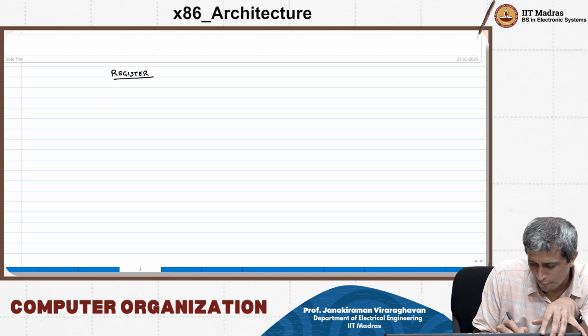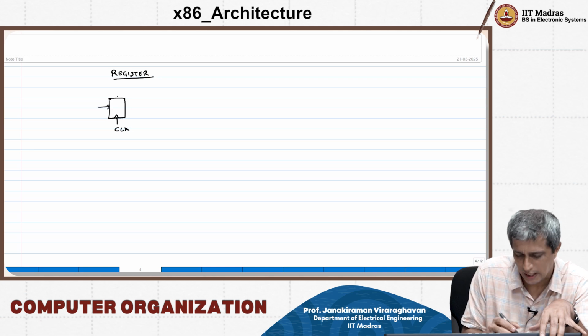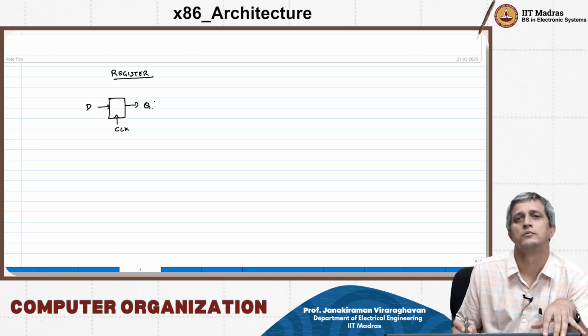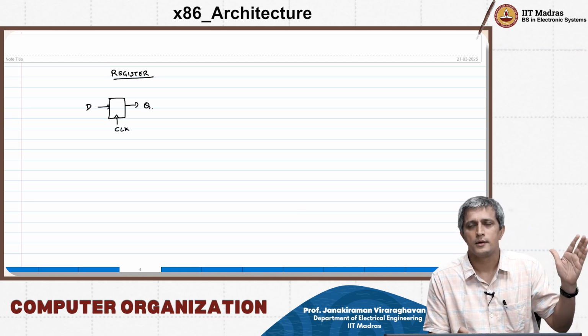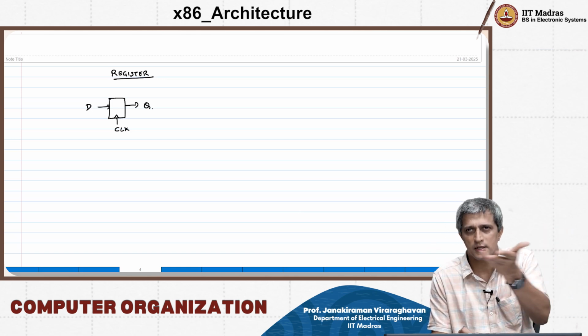It's a bunch of flip-flops. This is a clock. And which flip-flop? Not JK, not RS, nothing. It's a D flip-flop, that's all. D and Q. So when the clock goes high, there is some data that will get latched from the input to the output, right? That is a flip-flop.